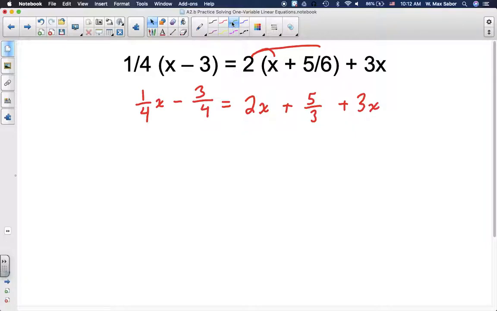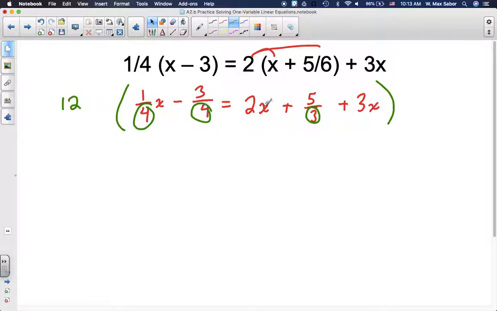Now, if you want to, you can keep going through the same steps that we've always done with the fractions. Or, another way is to multiply the entire equation by the product of the denominators, or the lowest common multiple of the denominators. So 4 times 3, the lowest common multiple of these is 12.